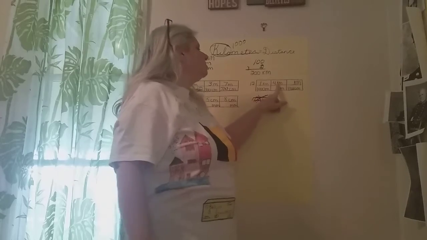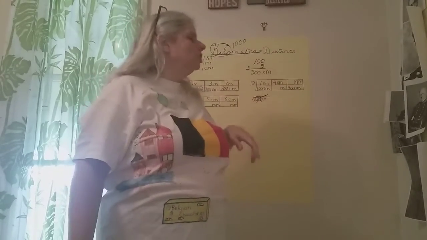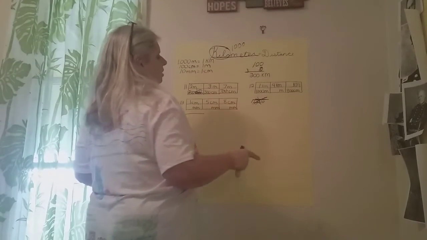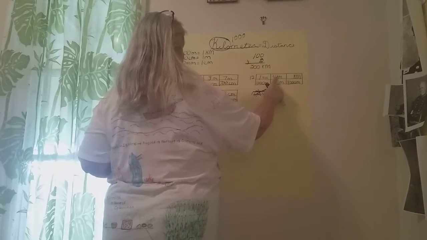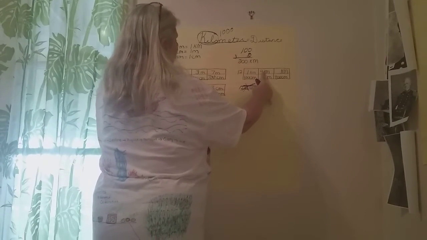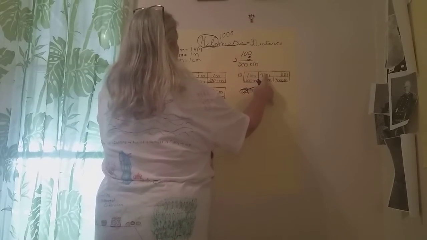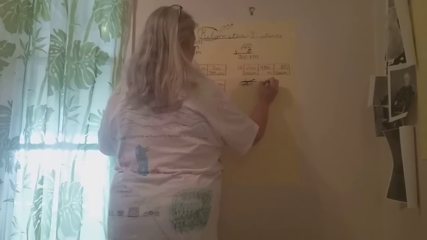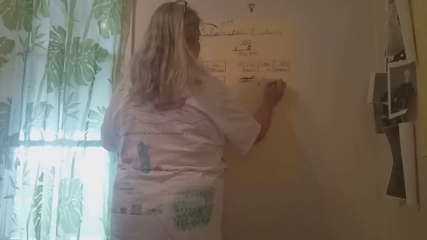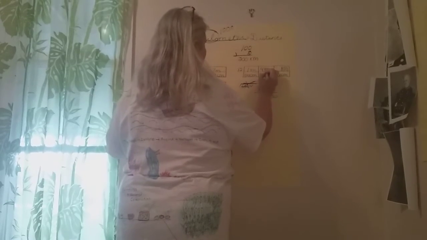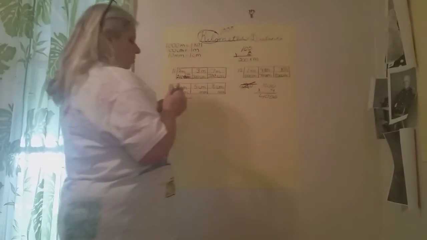Now we're going to go from kilometers to meters, which means we multiply. Very good. So 4 kilometers, how many meters does it take to make a kilometer? 1,000, right? So 4 times 1,000. 1,000 times 4 equals 4,000. So we are at 4,000 meters.